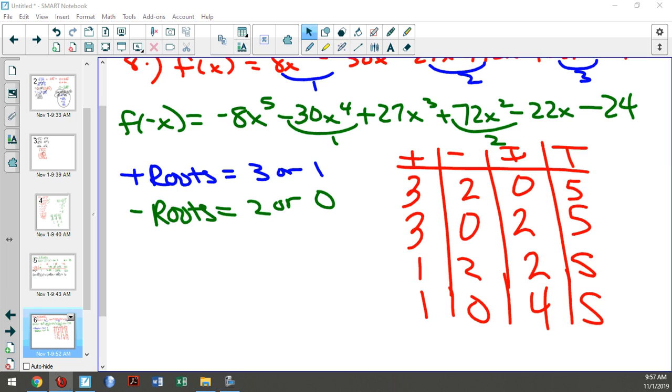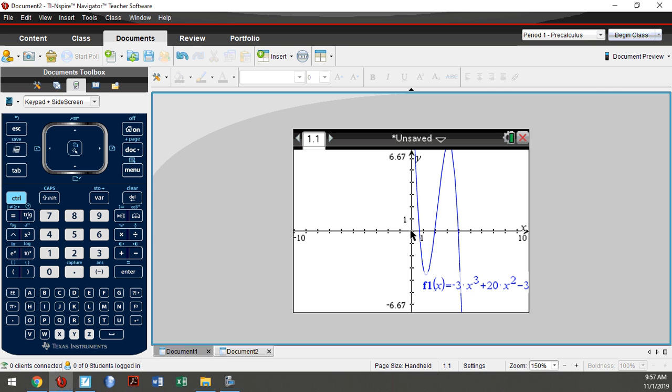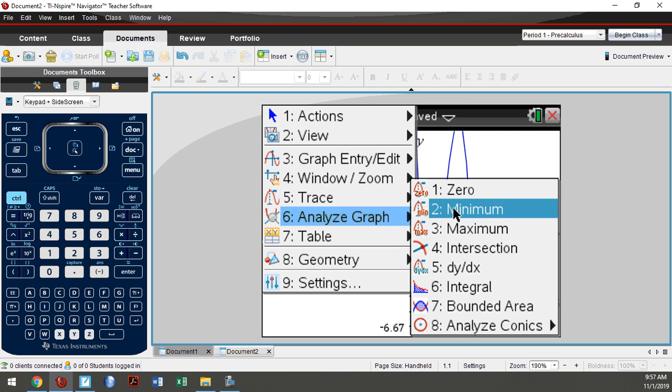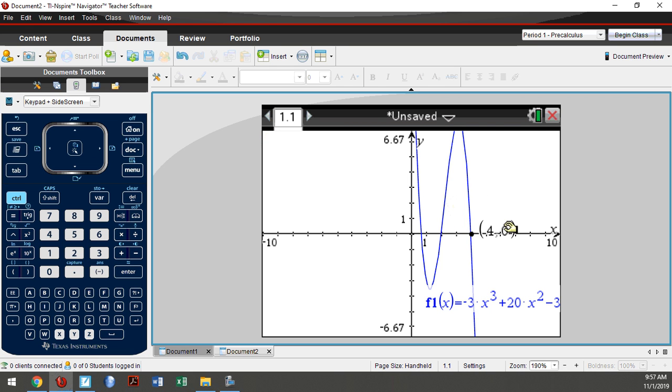Okay? So I'm going to pull up a graph and show you guys, and this is going to be negative 3x cubed plus 20x squared minus 36x plus 16. So if I graph this, this is what we get, correct? Now that brings me to the next thing here. If I hit menu, analyze graph, and do 0, is 4 in my P over Q list? Yes, it was. So let's do it again.